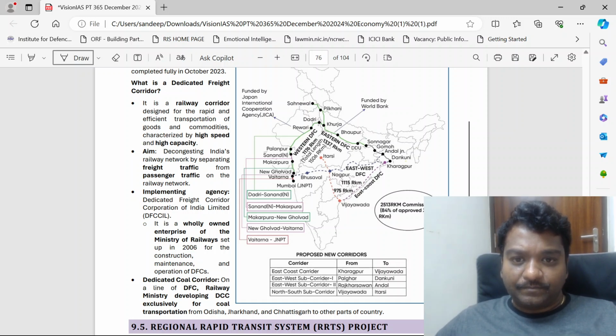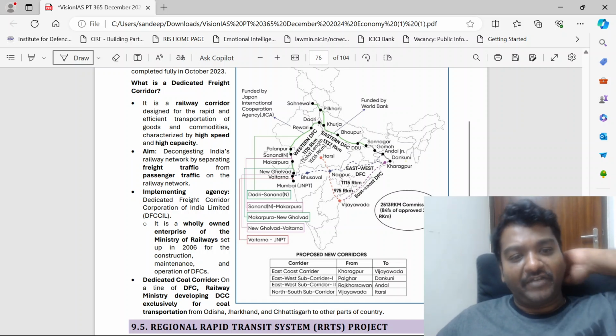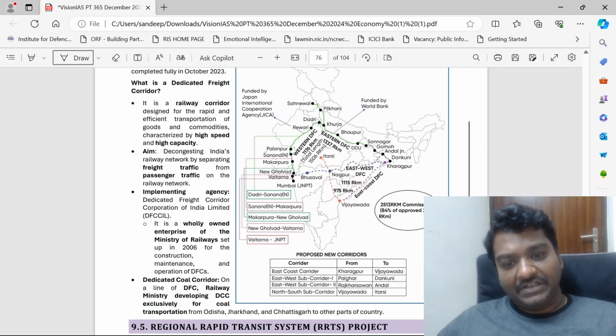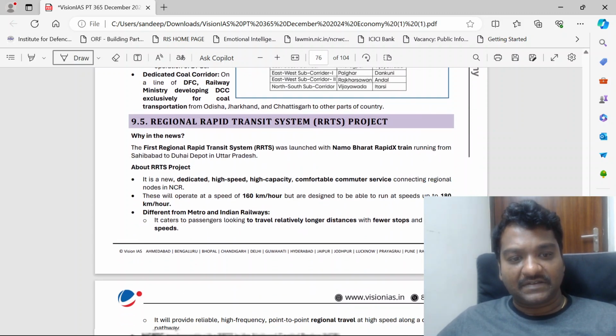Dadri to Sanand. Okay. Sanand to Markarpura. From there to New Golwad, Vaitarna, JNPT. So from Dadri to JNPT basically. Okay. JNPT, Navi Mumbai. They have this. Eastern you see here. Sahnewal to Dankuni. Please see this case, okay?